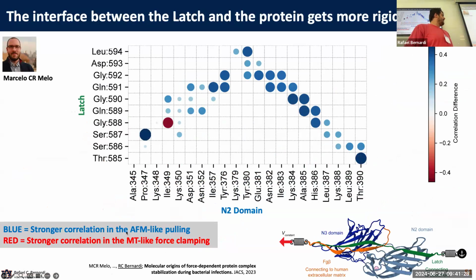So what you're seeing here is blue means a stronger correlation. He was able to see that the more force you apply, the more stable, more rigid the system gets, and the more the system becomes stable as a whole. Blue means stronger in the AFM, red means stronger in the clamping, like magnetic tweezer. That was showing how the system is actually getting more rigid as you apply force, and that's why it's super strong. Also, that's the catch bond mechanism behind it.